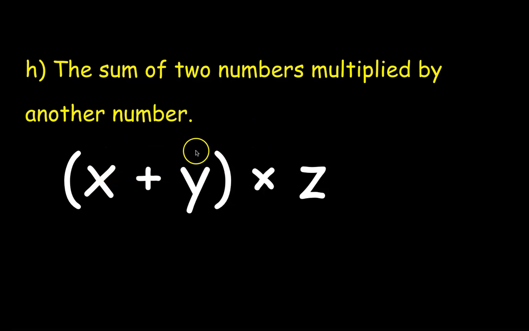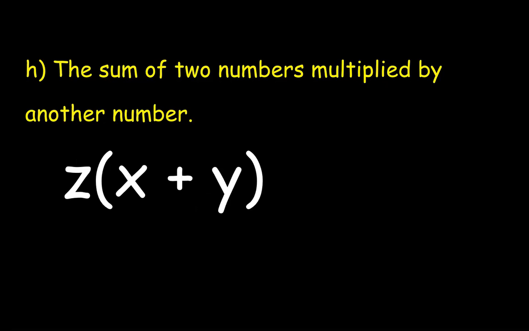By the way, guys, if you put x plus y times z without the brackets, it's wrong, because that would mean y times z happens first, and the x would not end up being multiplied. So in this example, you would have to have the x plus y in brackets. We put the z there, but normally we write it like that. So the sum of two numbers multiplied by another number.